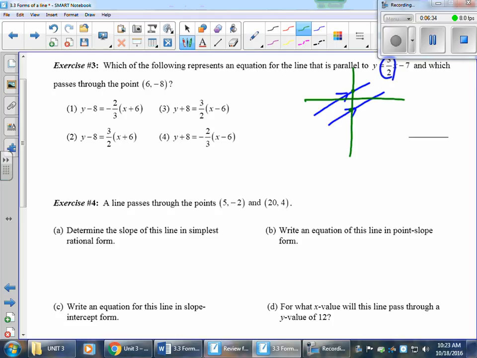So this is easy enough. It's going to be y minus a negative 8, which is y plus 8, equals the same slope, 3/2 (x minus 6). So our correct answer would be number 3. Now remember, I changed this to a plus because I did the double negative. Y minus a negative 8 turns into y plus 8.